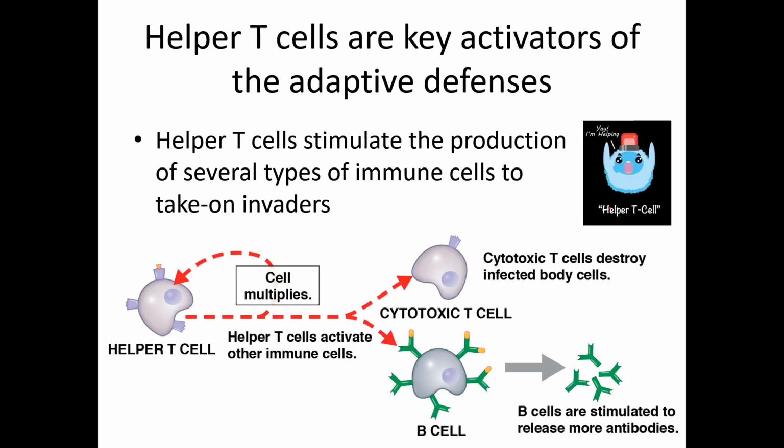So first, a helper T cell. As the name suggests, it helps other cells. It helps to activate them. It's one of the main activators. Helper T cells will stimulate the production of other immune system cells to help fight off invaders. So in this case here, a helper T cell is responding and causing these cytotoxic T cells and these B cells to get activated, leading then to their direct action to help fight off the current infection. So they help to stimulate other immune system cells that are part of this adaptive division.